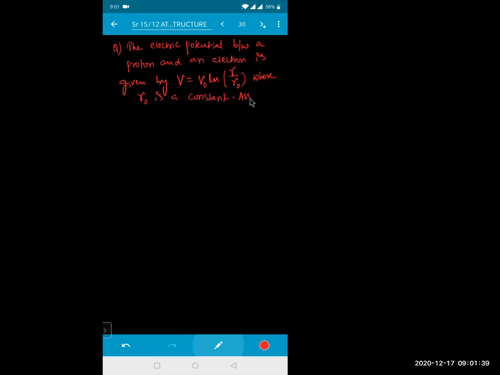So, assuming Bohr's model to be applicable, write the variation of Rn with n, being the principal quantum number.